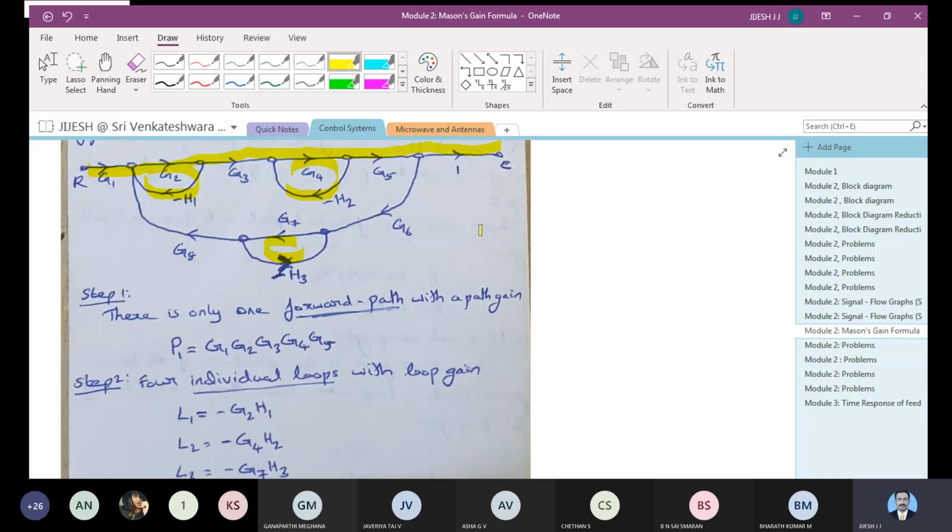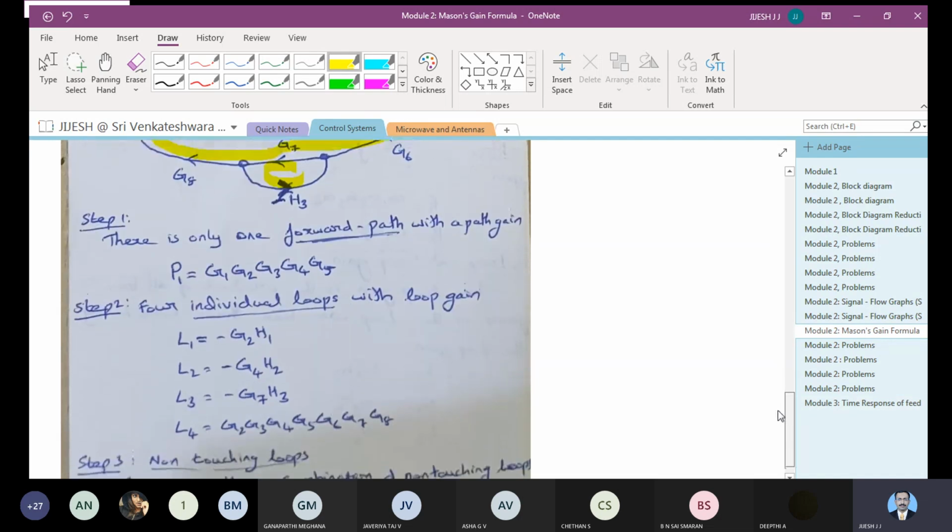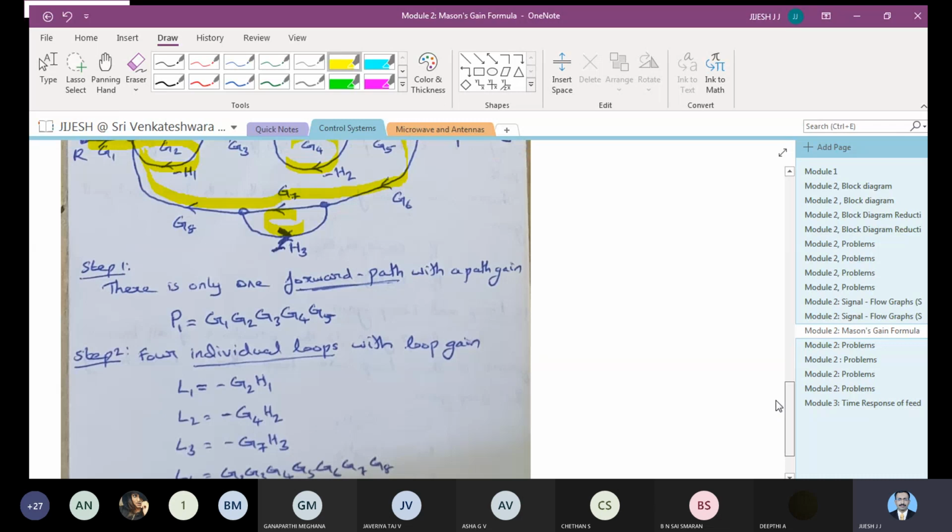Identifying the forward path and identifying the loop is the only important thing here. Doing this problem is not that difficult. Okay, tell me, somebody was trying it out. Loop 4: G2, G3, G4, G5, G6, G7, G8. So we start from here: G2, G3, G4, G5, G6, G7, and G8. Okay, let us see that.